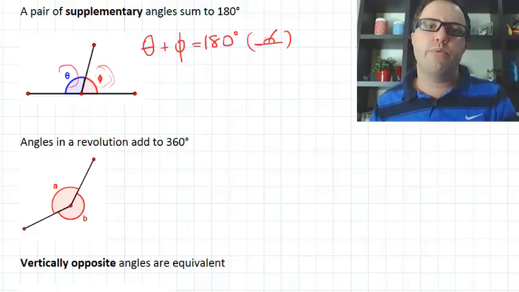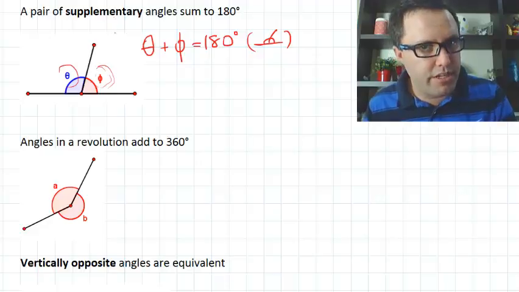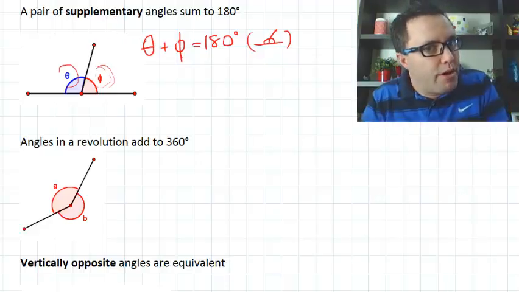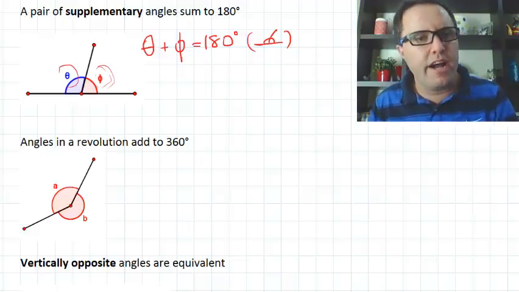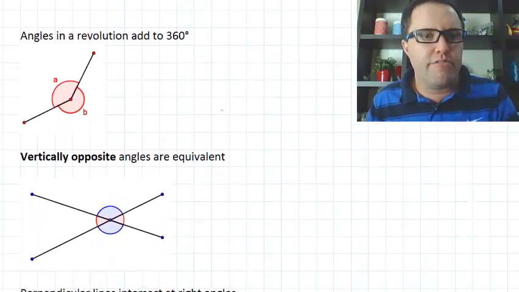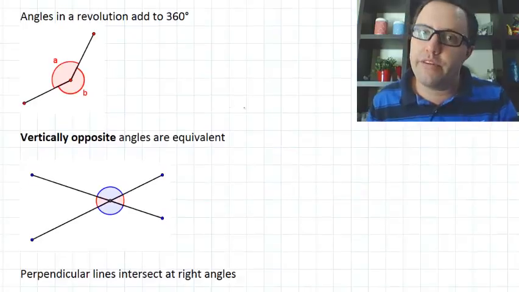It's very important that you're able to put those together. Now, I don't have a silly rhyme for supplementary, it's just that if you can remember the complementary one, supplementary is obviously the straight line. Okay, and angles in a revolution add to 360 degrees.